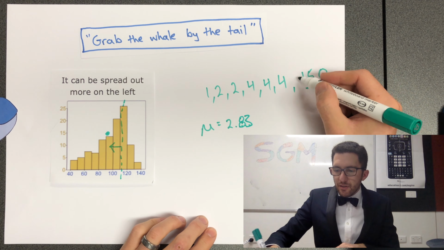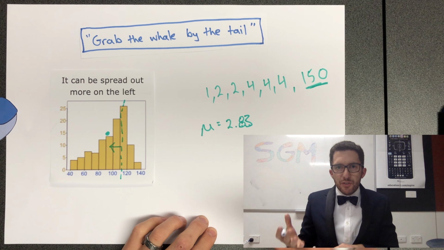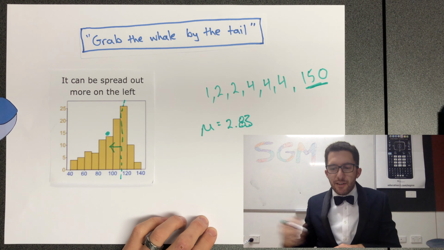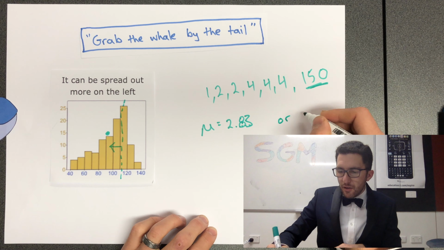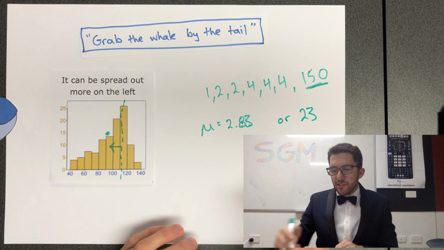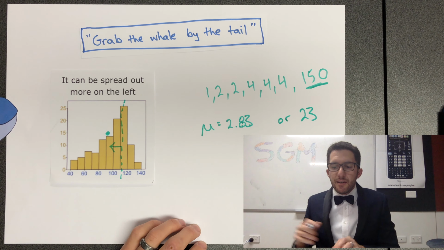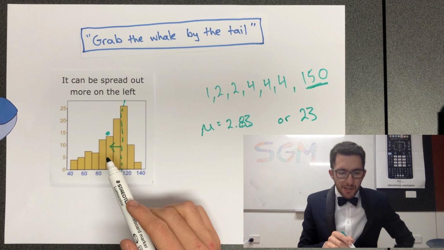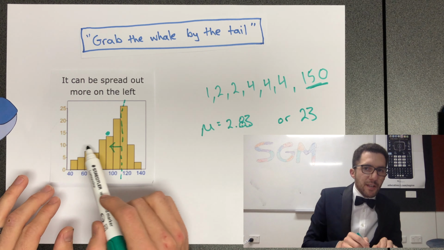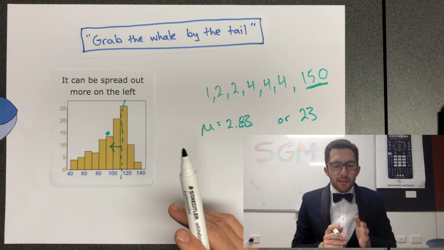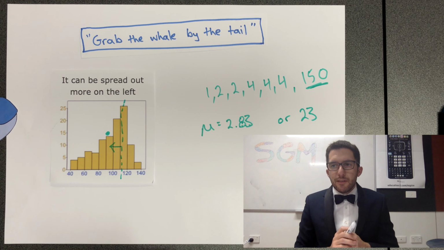But if we add on 150, then that really skews the data because it pulls that data out, and we end up with a mean closer to 23. So even though there's only one of these really large data points, it really pulls that mean out. And that's what's happening here with the data. Even though we've only got a few of these really small numbers, it pulls that mean across, and then that's why we say it's skewed to the left, because it's pulling it to the left.